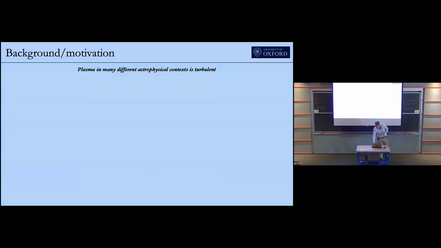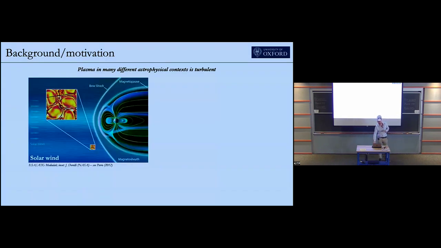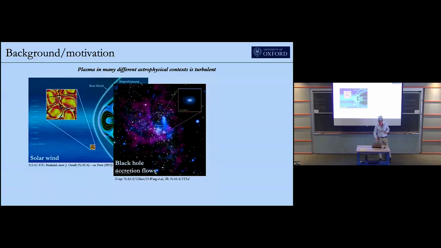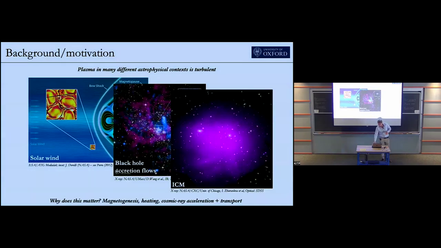So now a wealth of astronomical observations have shown us that plasmas in various different astrophysical contexts are turbulent. This includes the solar wind, black hole accretion flows, and the intracluster medium of galaxy clusters, and there are many other astrophysical plasmas besides. This observation matters because if plasma turbulence is there, it really affects key astrophysical processes such as magnetogenesis, as we've just heard in James's talk, plasma heating, and cosmic ray acceleration and transport.